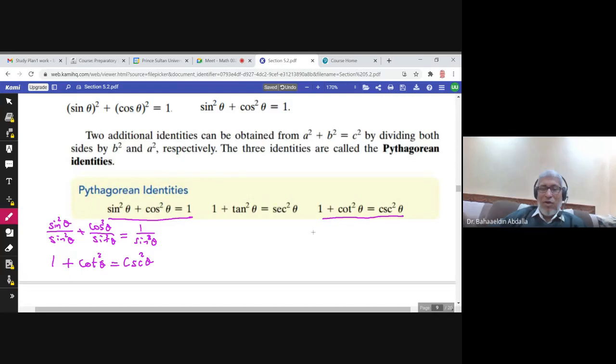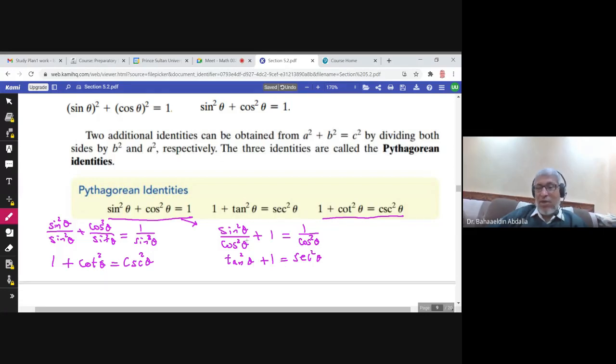Also, if you divide this main identity by cosine square instead of sine square, you will get 1 plus tan square equals secant square. So if you divide sine square theta this time by cosine square theta, cosine square theta over cosine square theta would be 1, and this would be 1 over cosine square theta. Sine over cosine is tan, so you will get tan square theta plus 1 equals 1 over cosine, which is secant, so you will have secant square theta.